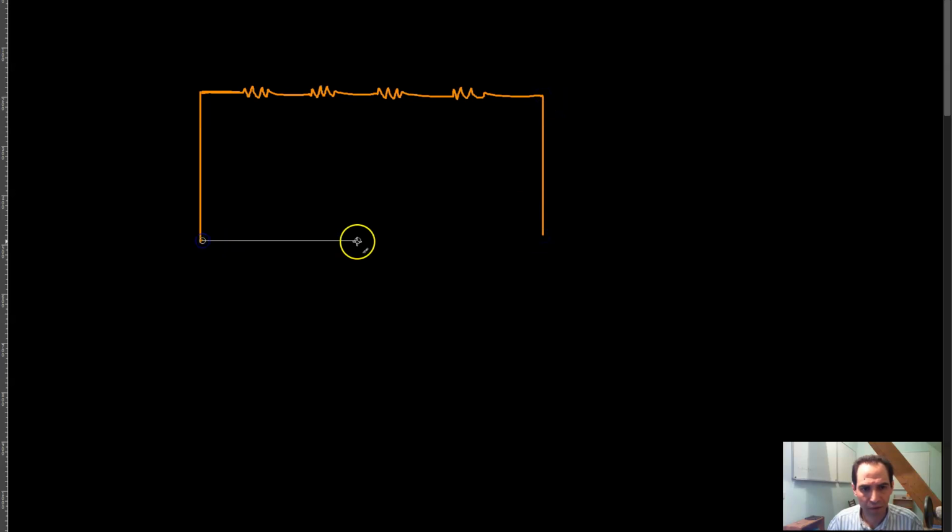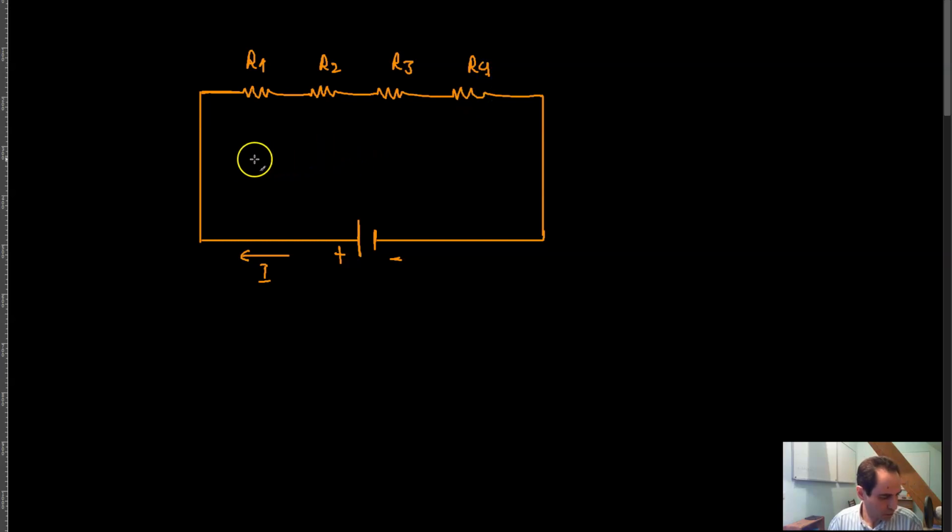So for example, let's say that you have 4 resistors connected in series across a 6-volt battery. So you have basically these resistors here in series, okay. And this is a power supply. So let's say that this is positive, this is negative, and this is your current. This is, for example, R1, R2, R3, and R4. The values of these resistors are 10 ohm, 20 ohm, 50 ohm, and 100 ohm.